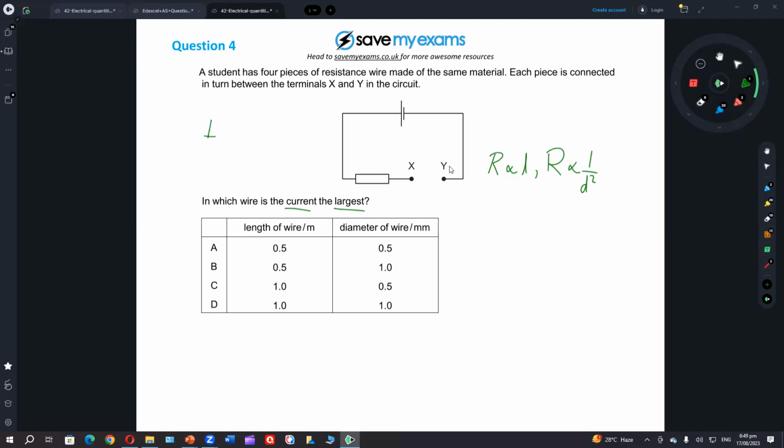Now the point is, when the current needed is largest, the resistance should be smallest. This is the rule. If you need largest current, you need smallest resistance. So in order to get smallest resistance, I will take the smallest length and the largest diameter. Length should be minimum and diameter should be maximum.